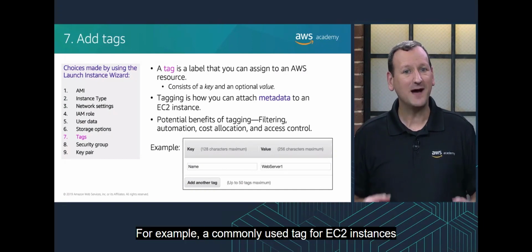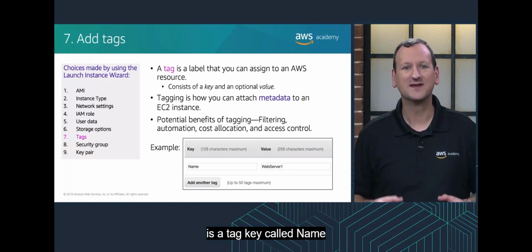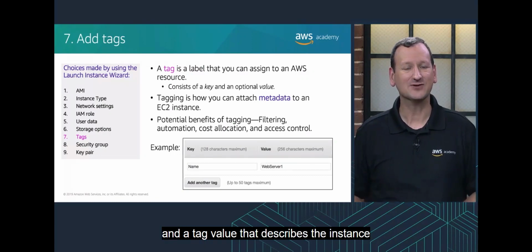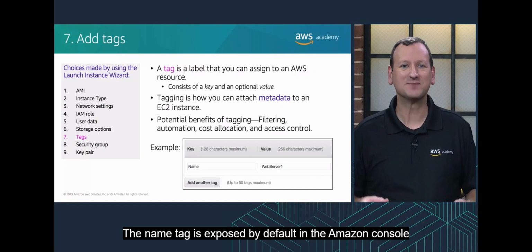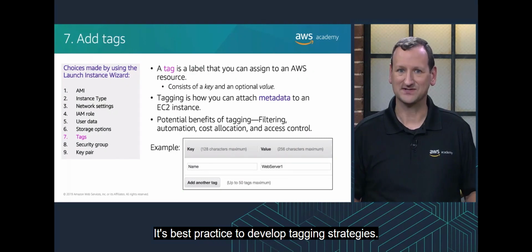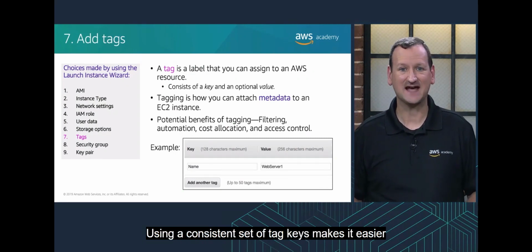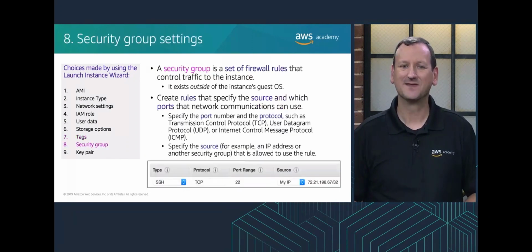For example, a commonly used tag for EC2 instances is a tag key called name and a tag value that describes the instance, such as web server 1. The name tag is exposed by default in the Amazon EC2 console instances page. It's best practice to develop tagging strategies. Using a consistent set of tag keys makes it easier for you to manage your resources.